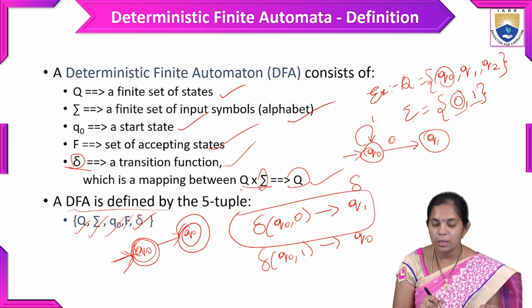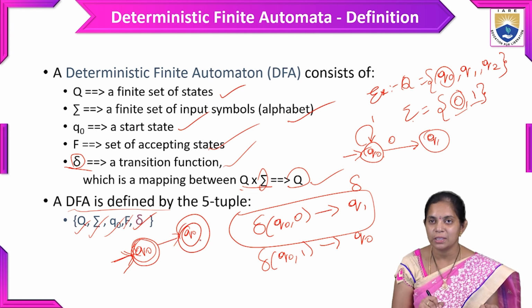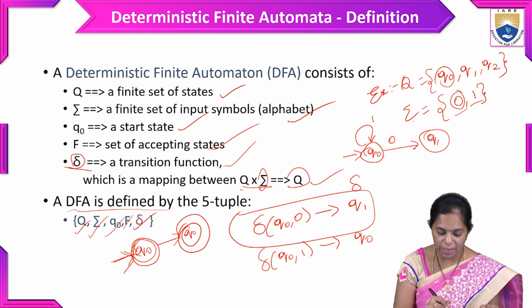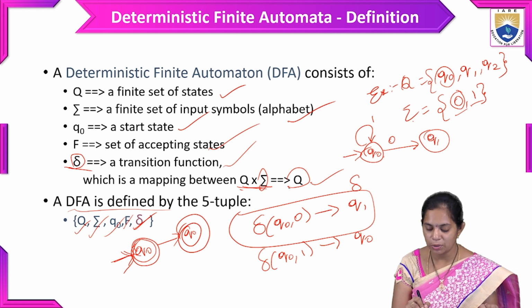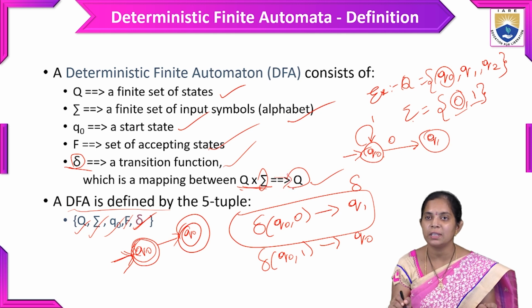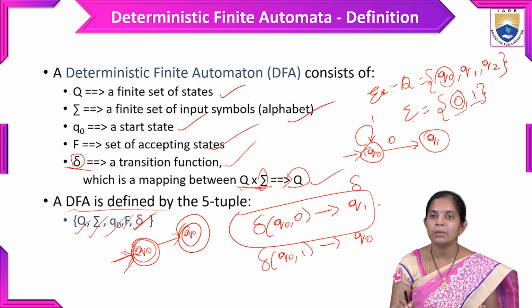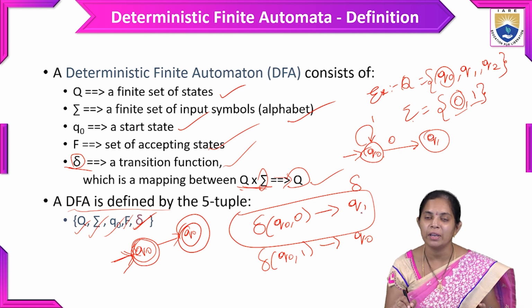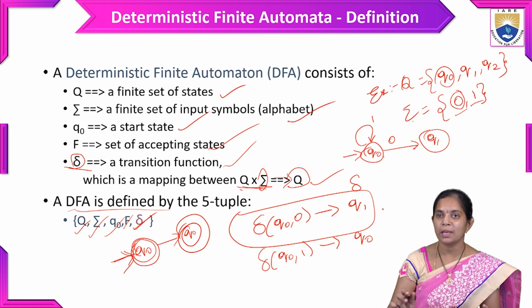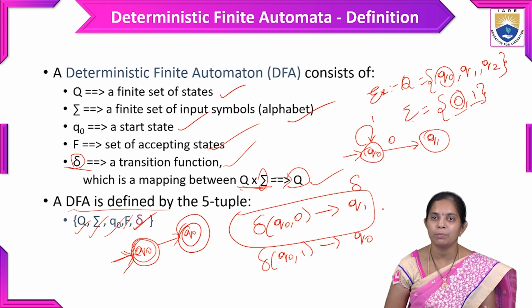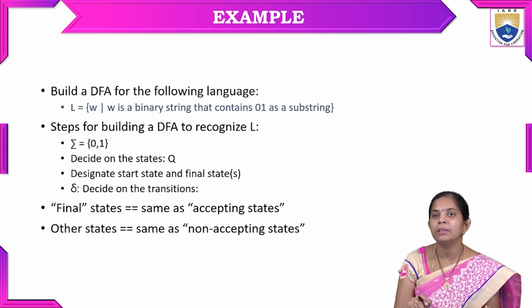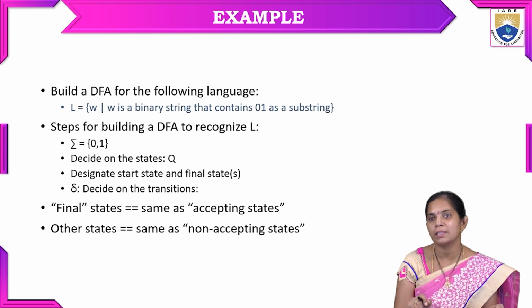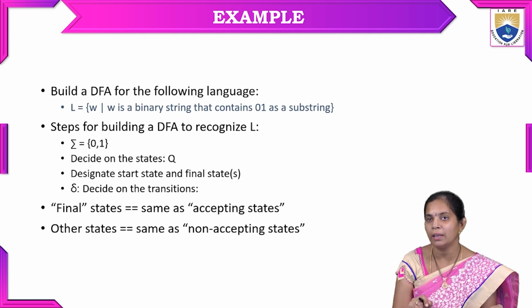Those two are the finite set of final states, named as F. And delta is the transition function, which maps Q cross sigma to Q, that is, which state it is going to. So this is the brief introduction about the DFA. To design a DFA, we need this five tuple notation. We'll take one example, and step by step we will discuss how to design a DFA.